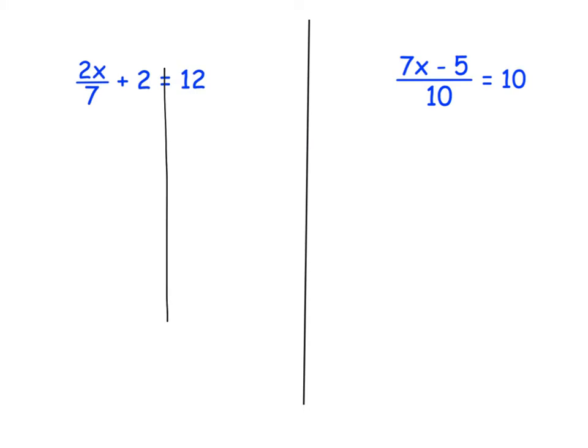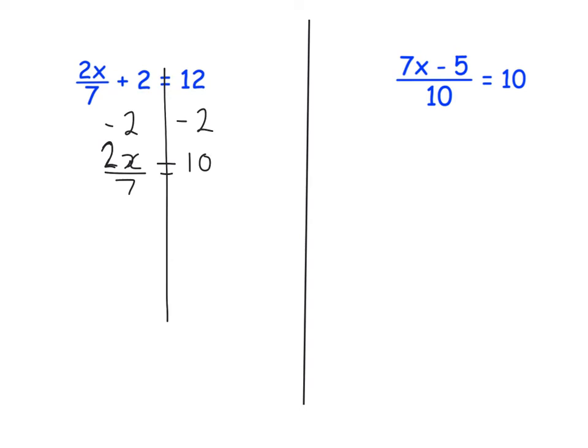So this one, balance down. Say it out loud. 2x over 7, add 2 is equal to 12. The last thing I did was add 2. The first thing I'm going to do is take away 2 from both sides. So that's going to leave me with the 2x over 7 is equal to 10.